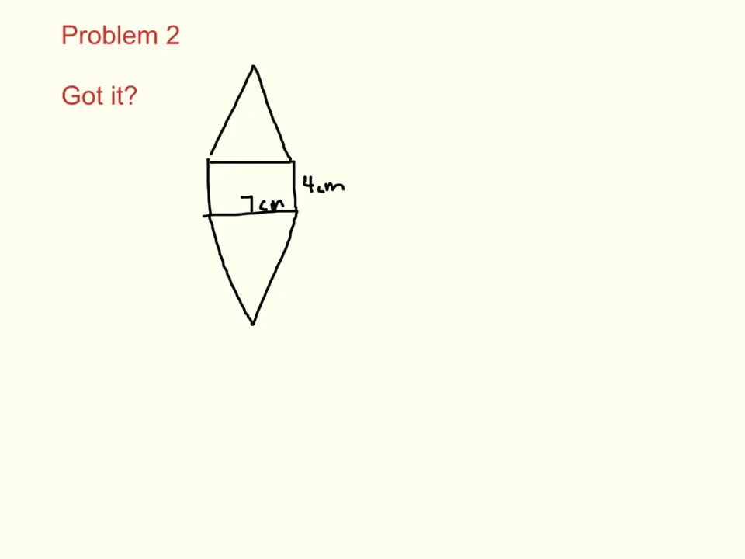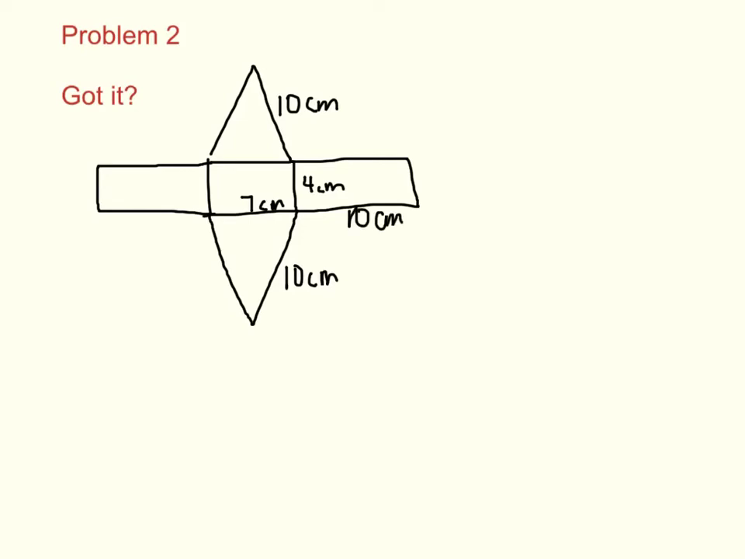You don't necessarily have to cut it the way I am. So that would be 7, this would be 10. And then on both left and right would be rectangles. And that would be 10 centimeters and 4 centimeters. That is only a sample of the net you could draw.